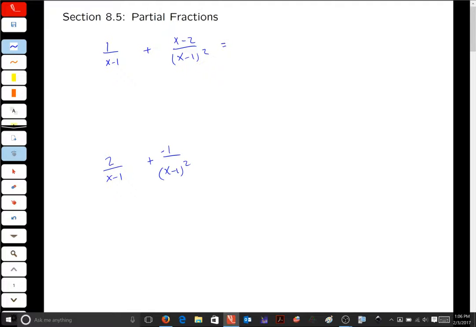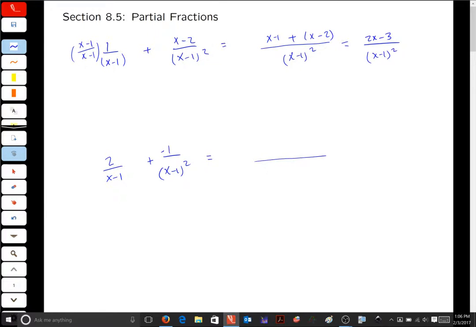How do we add our fractions together? Common denominator. What is my common denominator? X minus 1 quantity squared. So this would be an x minus 1 over x minus 1 times 1 over x minus 1. That gives me an x minus 1 in the numerator from the first fraction, and nothing from the second. It's already got the common denominator. When I simplify this, I get 2x minus 3 over (x minus 1) squared. Okay? Now, let's do the second one.